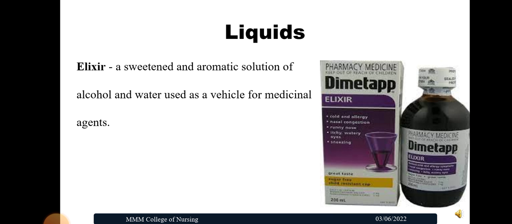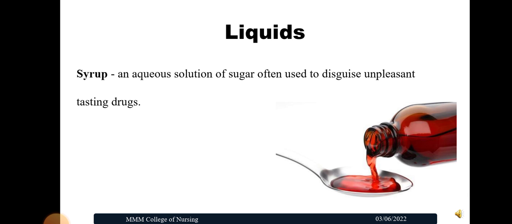Elixir. It is a sweetened and aromatic solution of alcohol and water used as a vehicle for medicinal agents. Syrup. It is an aqueous solution of sugar, often used to disguise unpleasant tasting drugs.